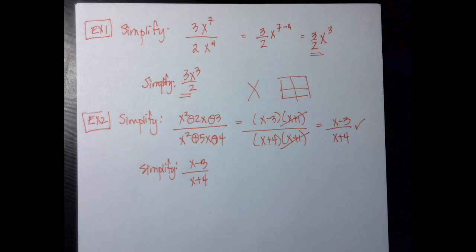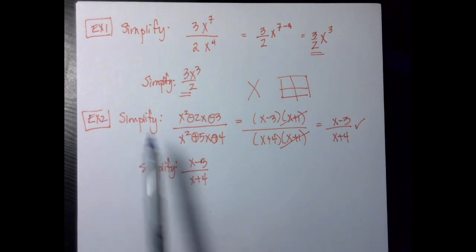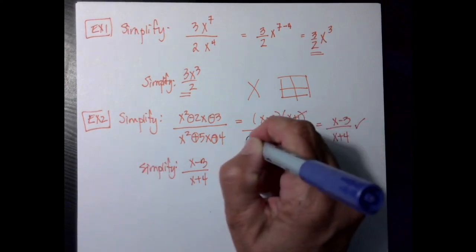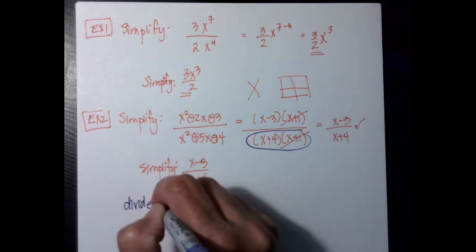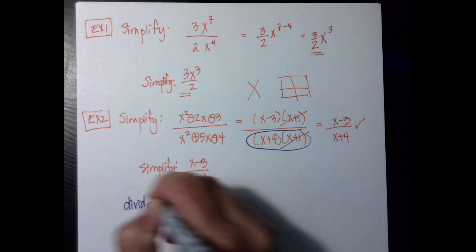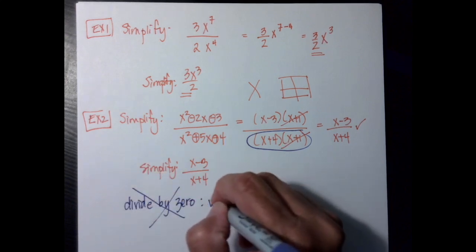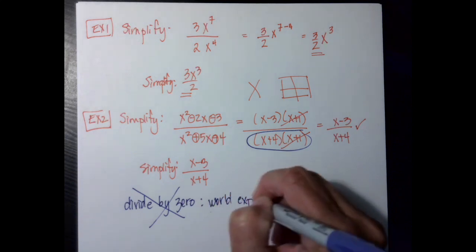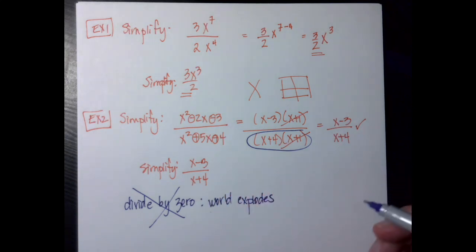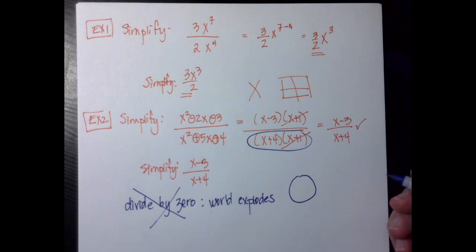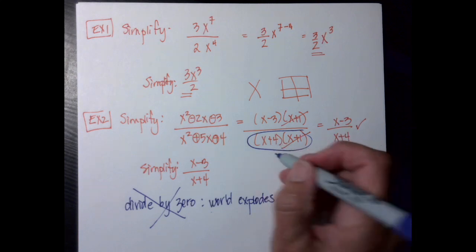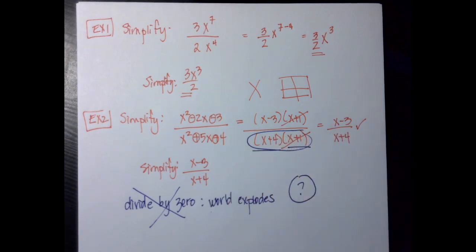So one of the things that we need to talk about before we go on to the next example is the denominator. And remember that you cannot divide by 0. We can't do that, because the world explodes. And if you want to think about it from a more mathematical perspective, you can't divide anything by 0. I can't take a pie and divide it into 0 pieces. That's just weird.